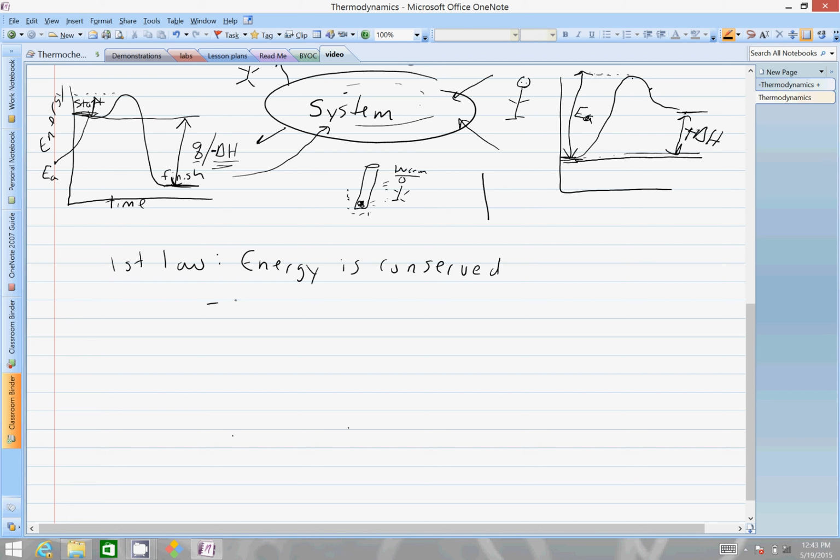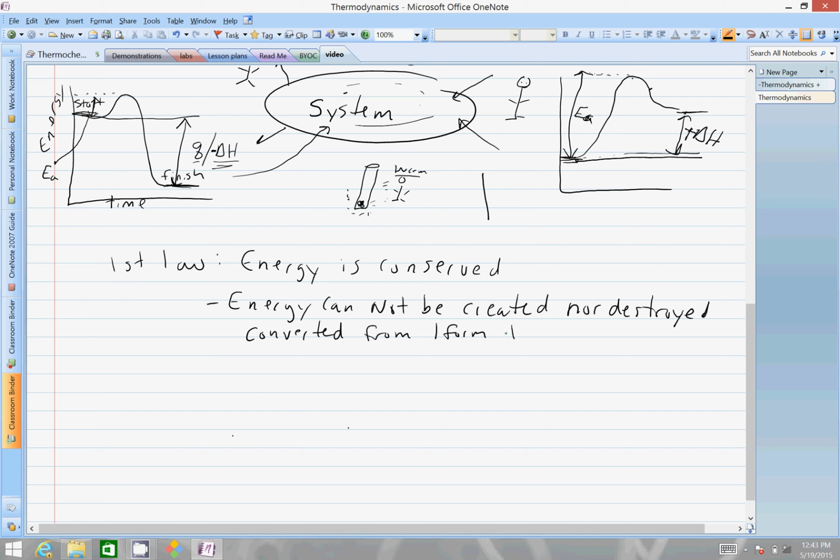Another way to state that is energy cannot be created nor destroyed, simply converted from one form to another.